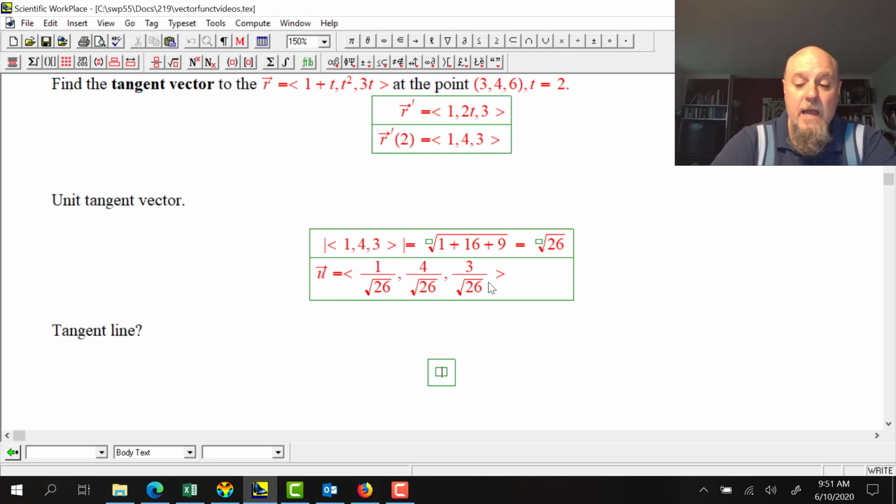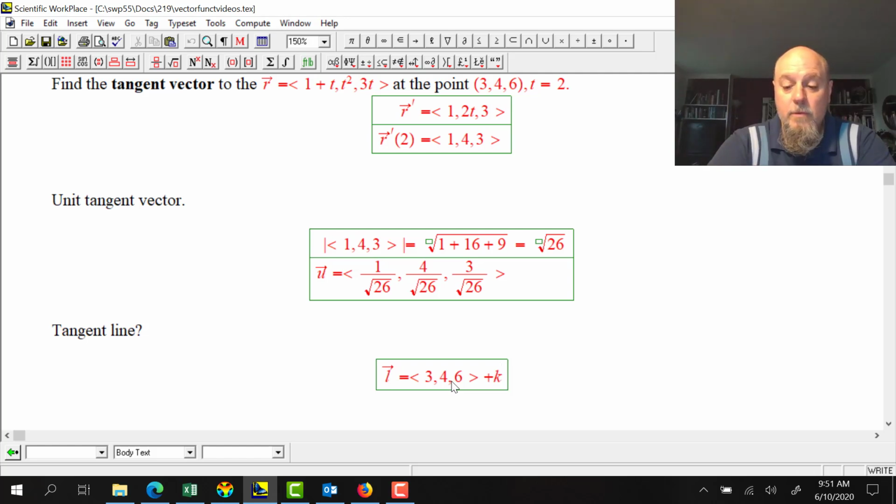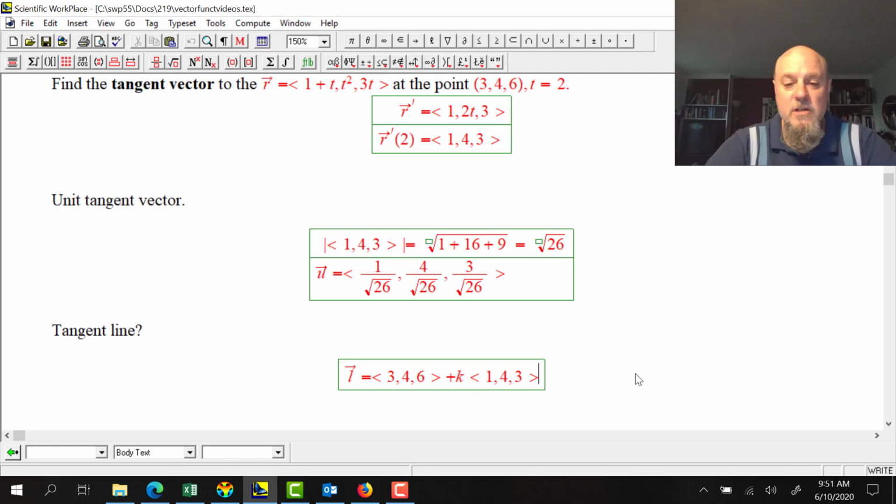So the tangent line, I'm going to make the vector equation of a line equal to the point, and I'm writing it like a vector so that I can add vector plus vector, plus a constant, that's our one-dimensional parameter that we can change, times the direction vector. There's our equation of the tangent line, vector form.